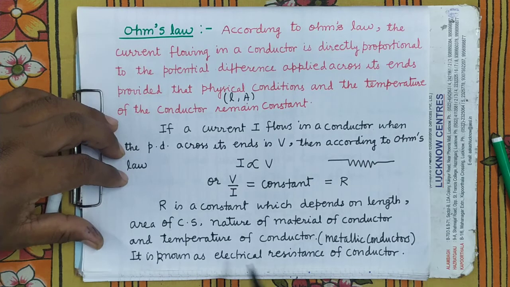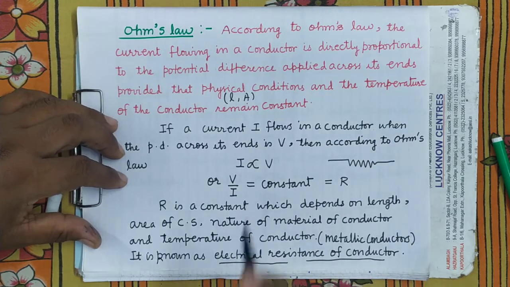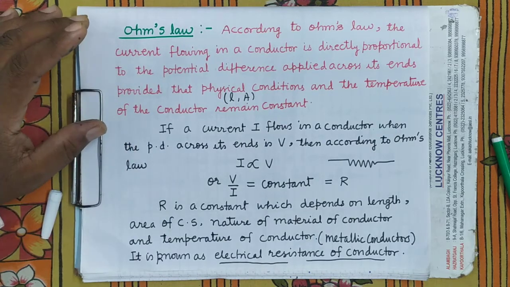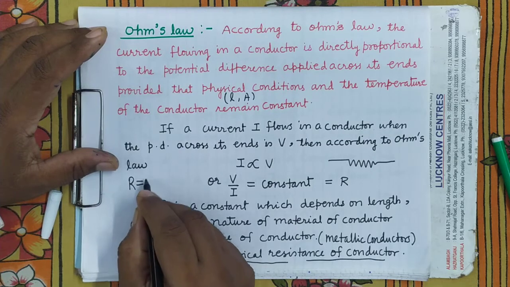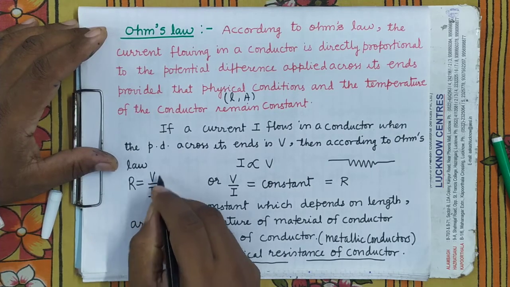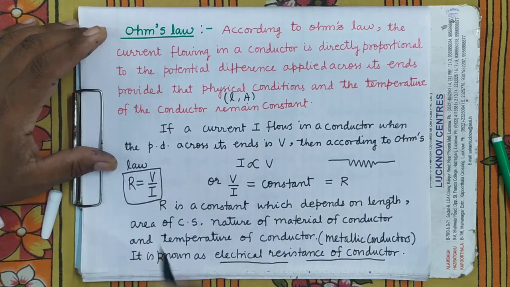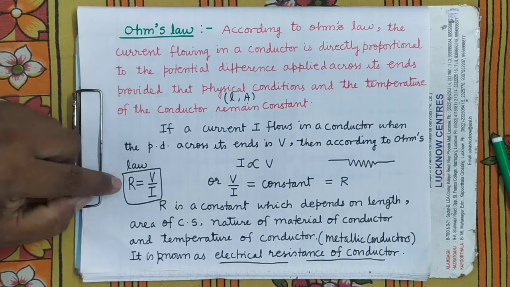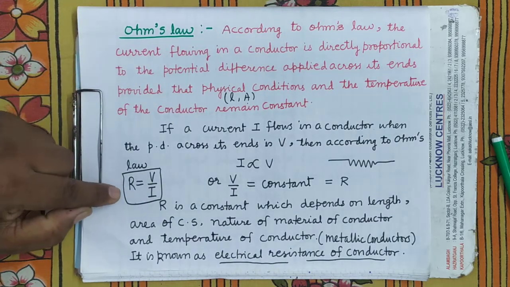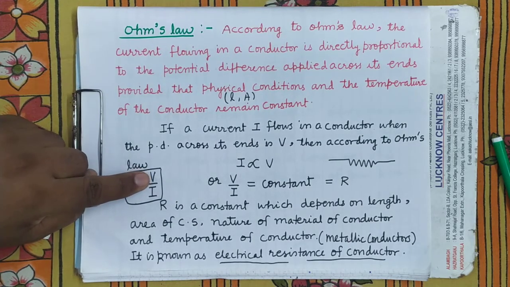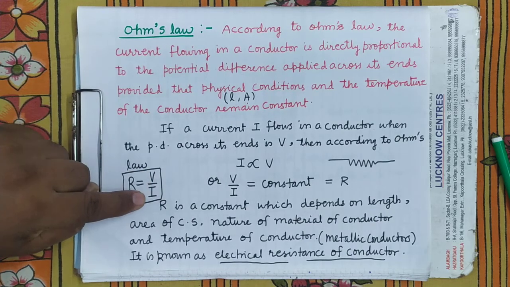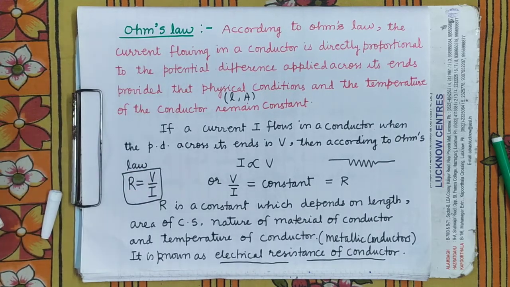It's clear, and it is known as the electrical resistance of the conductor. This constant we call the electrical resistance. From here you will get R equals V upon I. This will be the electrical resistance of the conductor. You can say that the electrical resistance of a conductor is equal to the ratio of the potential difference applied across the conductor to the current produced due to that potential difference.